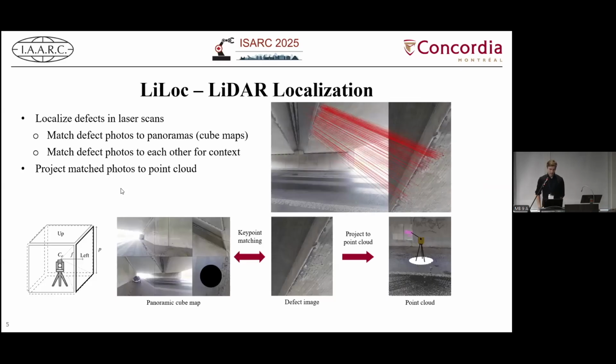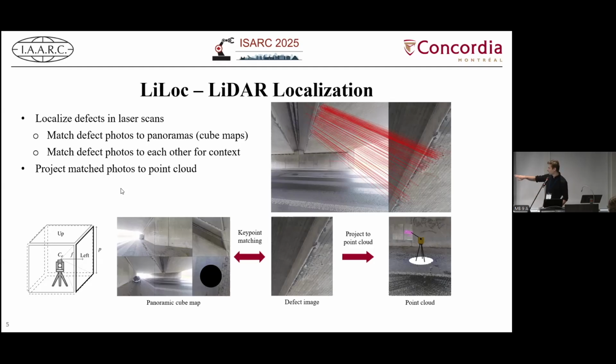So this is why we developed LiLoc, which is a Python module for doing this matching of defect images automatically for whole sets of images. And the way we do it is we first extract a panoramic cube map from the laser scans that we have, and then try to find all the images from the defect reports in the laser scans. And not only that, we also try to map the photos to each other so we can have more context, because some of these images are very close up and having more context helps.